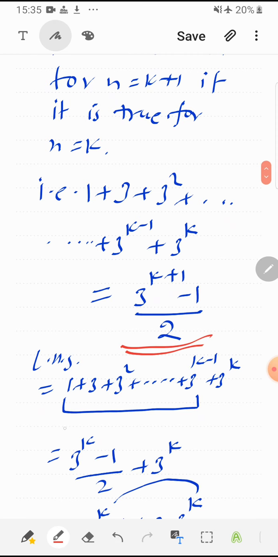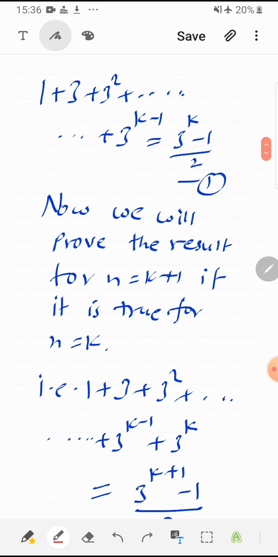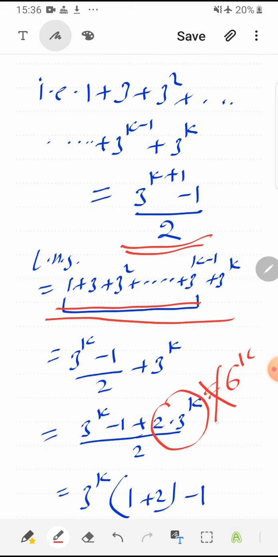So let us start from the left hand side, write the left hand side again. So up to k we are having value. So from equation number 1 I am putting this value in the left hand side. Now let us take the LCM. So I am taking LCM. Don't multiply this 2 with 3 and write like 6 raised to the power k. This is wrong. When the power is not the same, we can't multiply the bases, so it will be written like this. Now take the LCM, take the common factor from the first and third term.